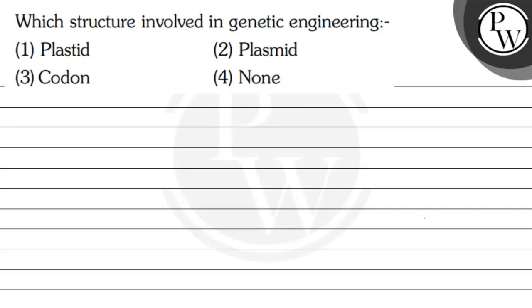So the question says, which structure is involved in genetic engineering? So we need to identify out of the four given options which is involved in genetic engineering. So the key concept in this question is to understand what is genetic engineering.